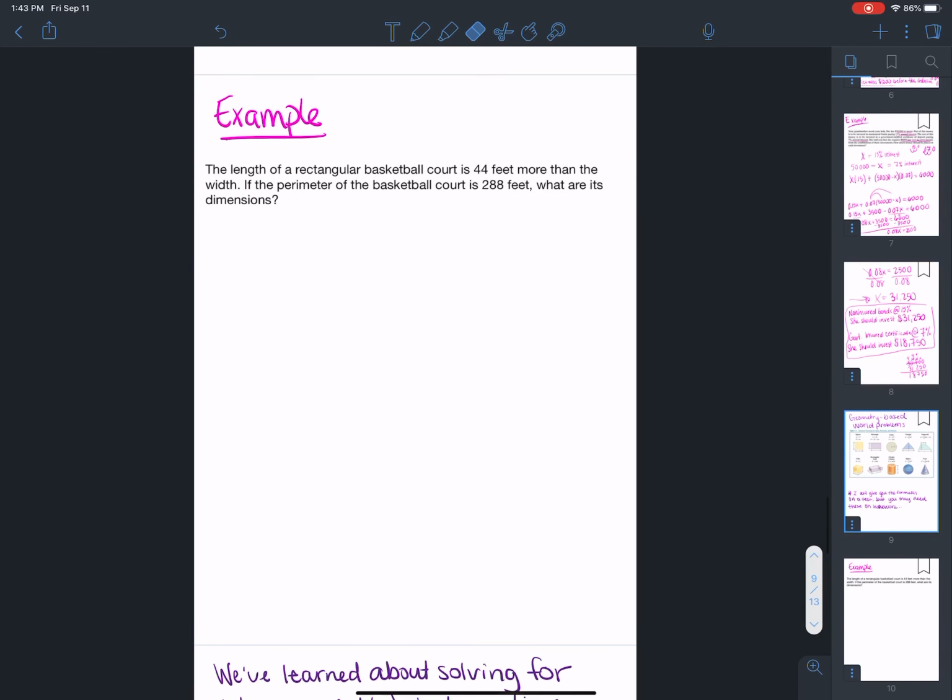Okay, so let's look at an example. The length of a rectangular basketball court is 44 feet more than the width. If the perimeter of the basketball court is 288 feet, what are its dimensions?